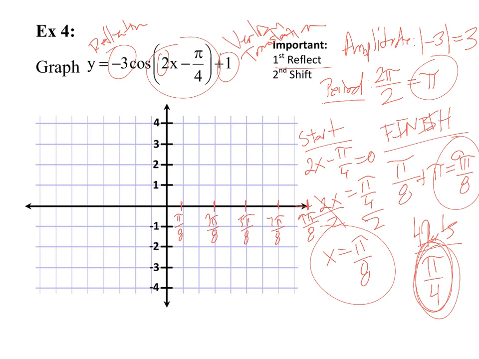Now we apply the cosine graph. It's a reflection, so instead of starting up at 3, I'm going to start down at negative 3. I go up, up again, down, down. Just doing the opposite now. And then since it's a shift of plus 1, I'm going to move all the points up 1. And there's my graph now. Alright, so not too difficult once you get the hang of everything.